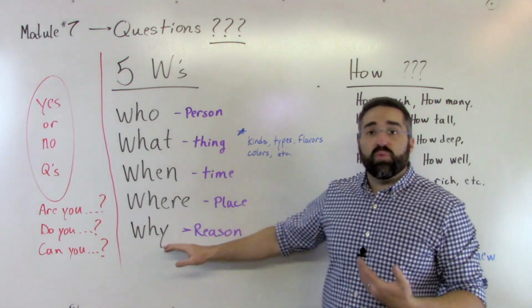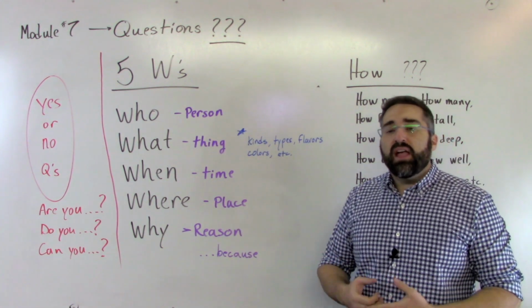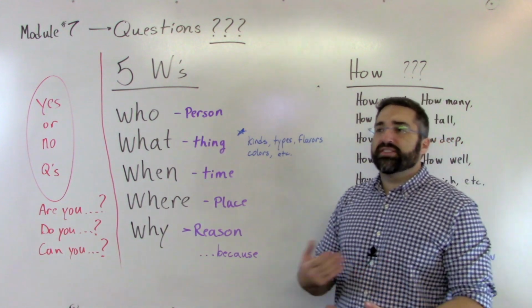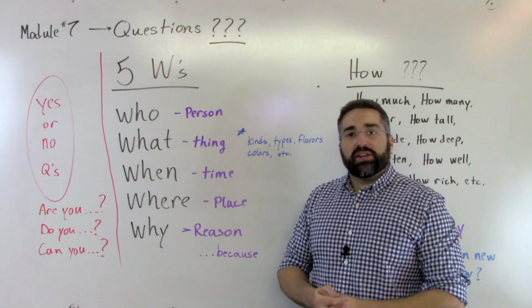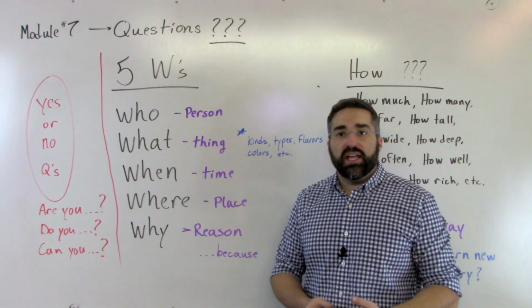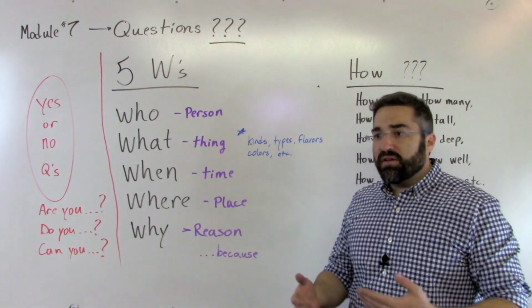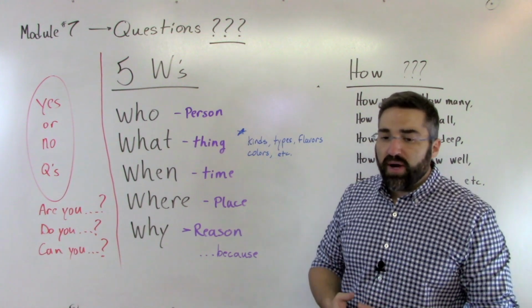The last one here is why. And why we're looking for a reason. So that's why I've included because down here, because often we want to say, well, because. So why do you like chocolate? Well, because it tastes good. Why are you studying English? Because I need to pass a test. So there's often a reason here, because, okay?